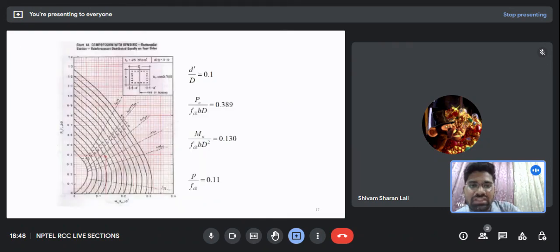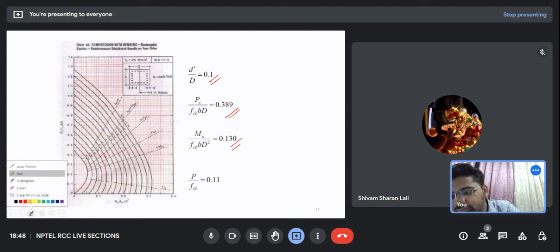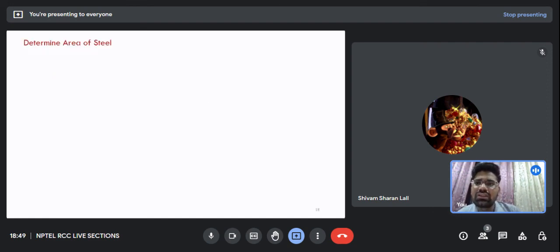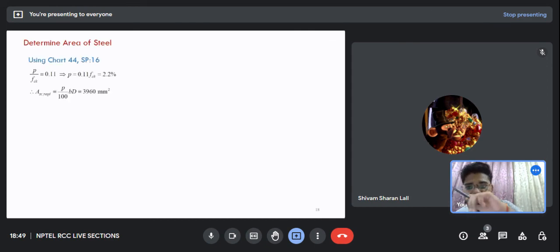Now I will look into this chart for these three. I am getting p by fck. You can see here I have shown it, this line. So it meets here. This point corresponds to a p by fck. p is nothing but the percentage of steel. Once you understand, the designing part is very easy. You will get the percentage of steel. Now calculate the area of steel. Area of steel will be simply p into b into d.